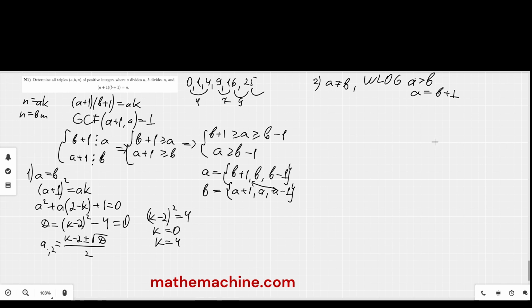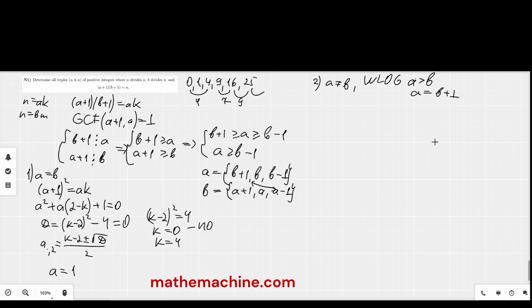k equals 0 obviously doesn't work, because (a plus 1) squared cannot be equal to a times 0, so the right hand side is going to be 0. It doesn't work. No. When you write no, you have to write it accurately. Then k equals 4. So let's plug in this number. It returns the 0 discriminant, and thus a equals (k minus 2) over 2, a equals 1.